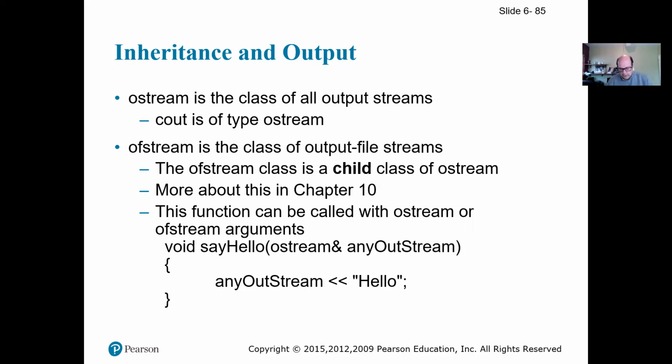Same thing goes with our out stream. So that means if I have this function that I'm passing only ostream instead of ofstream, I can pass all child classes of ostream. That would be cout, or it can be a file out stream. So we can send both of them over here.